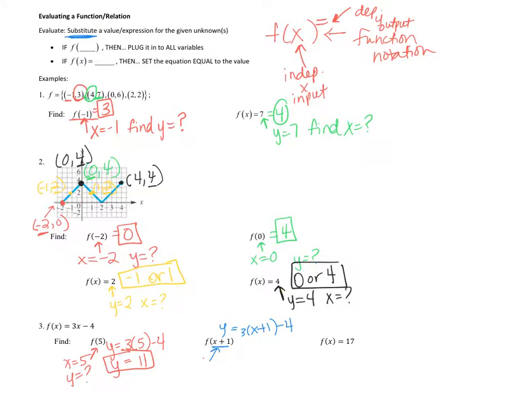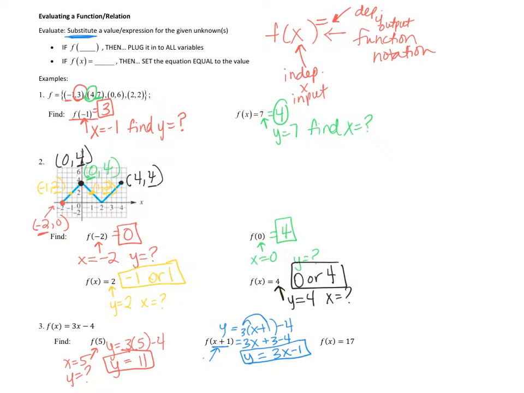So instead of now finding just a number, I'm going to need to use that order of operations that we've done before. I'm going to distribute. So I have 3x plus 3 minus 4. I'm going to go ahead and simplify. So I would get 3x minus 1. So my y value is that entire expression. Okay, they give me an expression, I'll give them an expression back. They give me a number, I'll give them a number back.